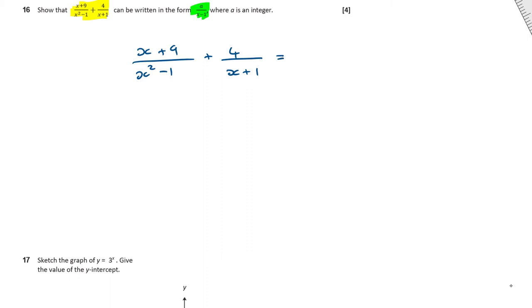Okay, now the first thing I've spotted is this thing here. This is the difference of two squares. x squared is a square, 1 is a square. So I can rewrite that denominator on the left there as x plus 1, x minus 1. Okay?